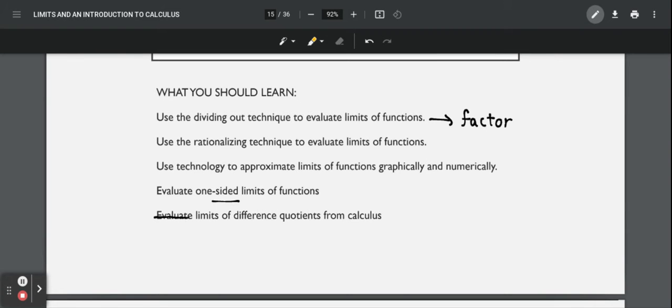We're not going to use the difference quotients, so we're not getting into that in this section. We're just going to end with the one-sided limits.